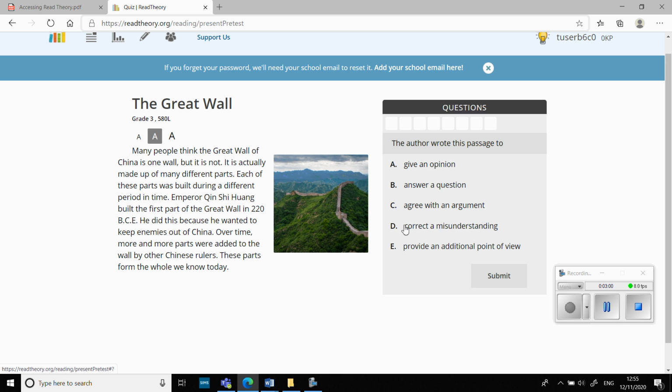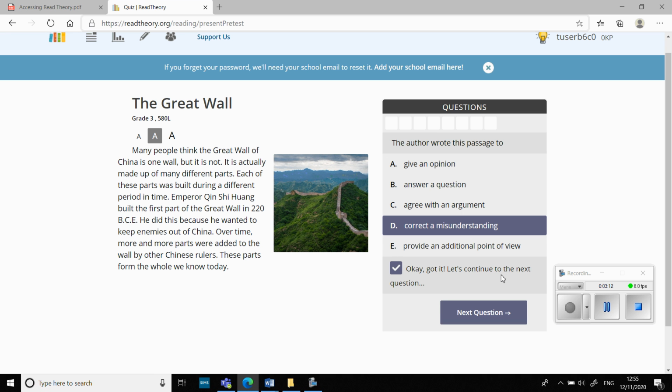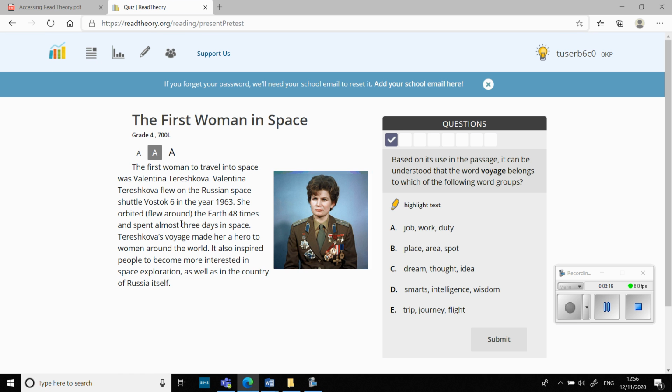And I think it's to correct a misunderstanding, because at the start it says many people think the Great Wall of China is one wall, but it is not, and then it explains why it is not. Okay, so I think that's the answer to the first one. I submit that, and it says, okay, let's continue to the next question. It'll ask you a different comprehension, and you answer a different question. Now, what I would suggest is, take your time on each one and do each one individually. Don't just guess, because that won't help you. It needs to know how good your reading is.